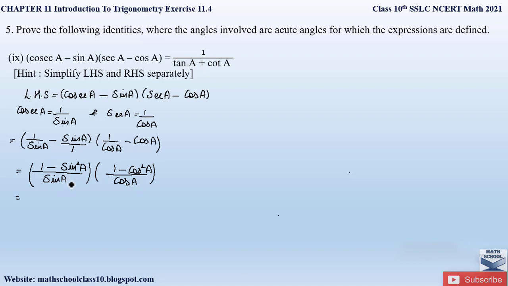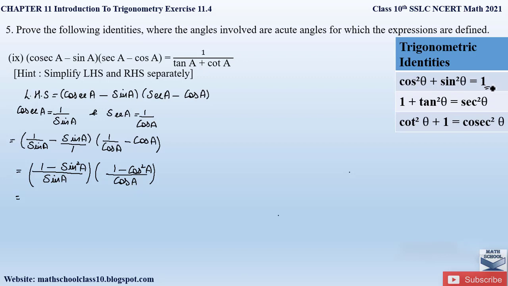Now we can use the identity which we know from our first identity, that cos square theta plus sin square theta is equal to 1.